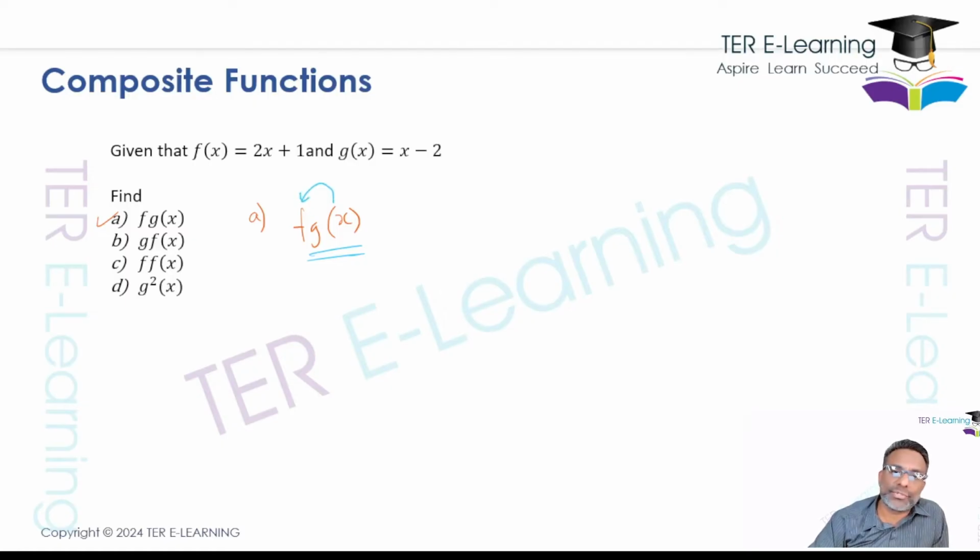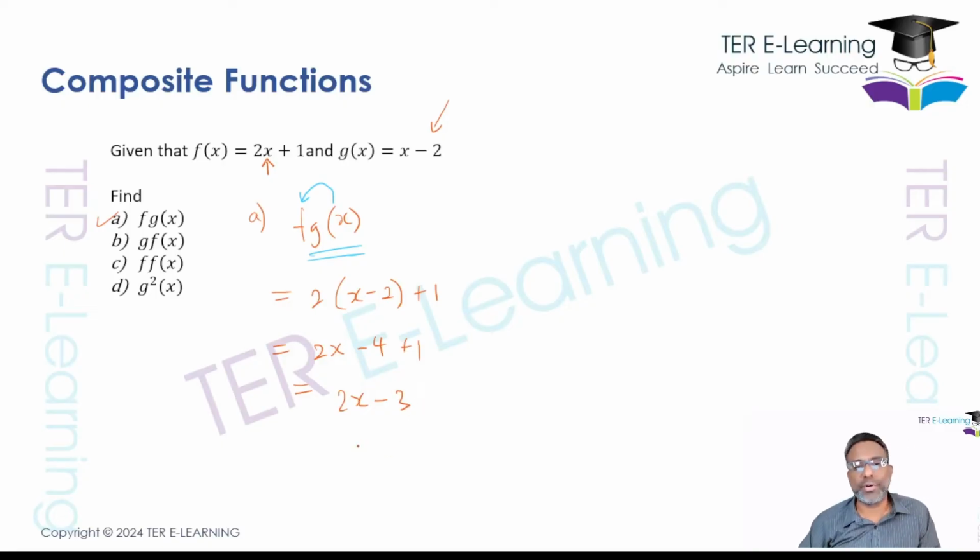So in this case, you're going to take g of x, which is x minus 2. But what you're going to do is plug it in here as the value of x. So this is going to be 2 times x minus 2 plus 1. So when I simplify this, I'm going to get 2x minus 4 plus 1, which gives me 2x minus 3. So that's my composite function fg of x. Part B now.